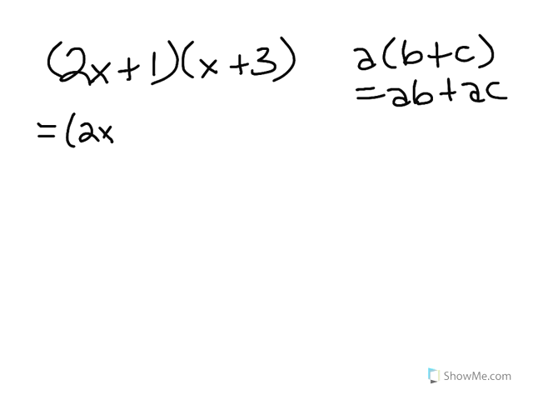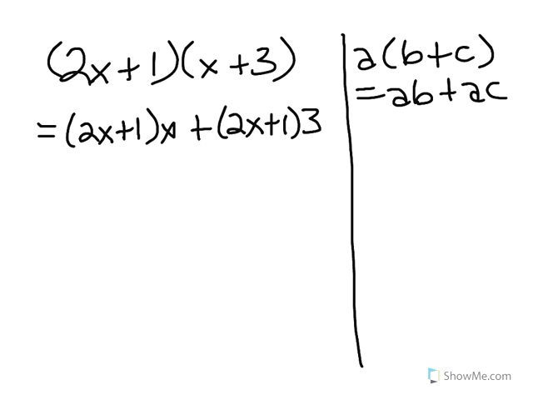So we're going to have 2x plus 1 times x plus 2x plus 1 times 3. Then we can use the distributive property again, along with our knowledge of the fact that multiplication is commutative, to say that 2x plus 1 times x has to be x times each of the terms inside of 2x plus 1. So we can take 2x times x and get 2x squared, and 1 times x and get x.